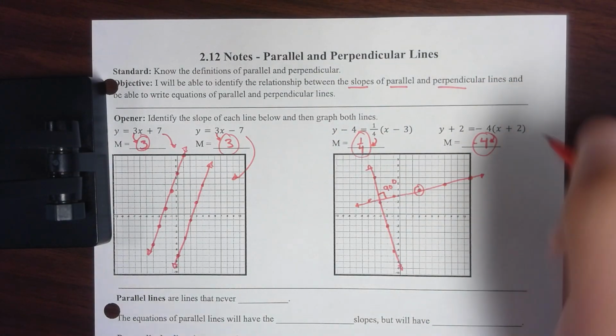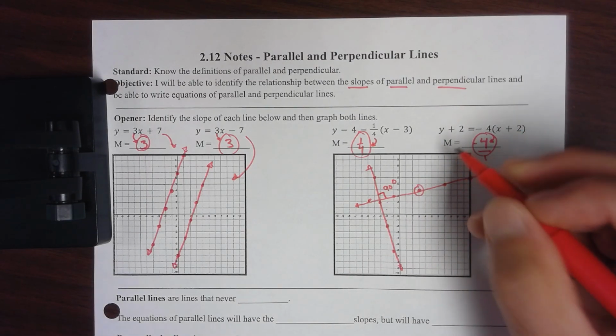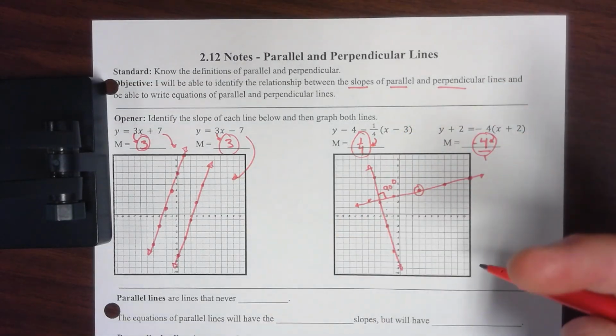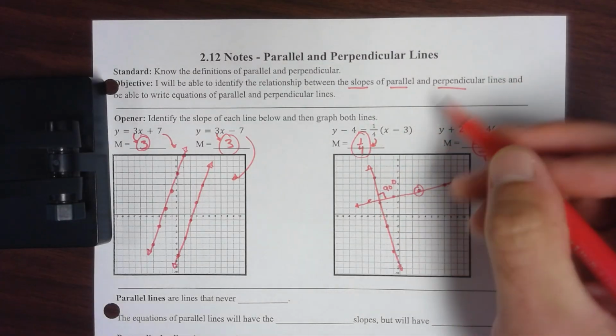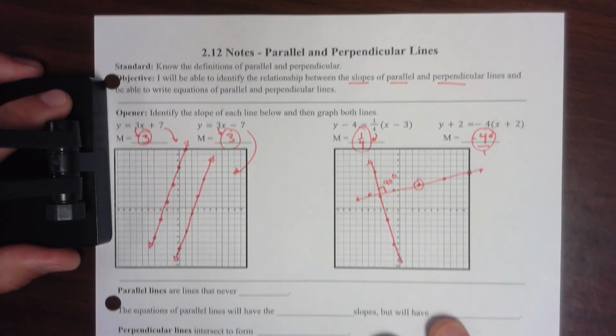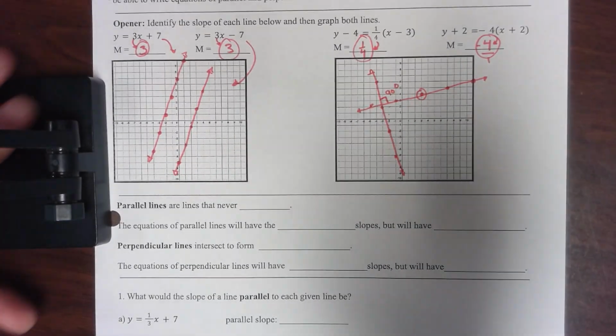Okay, so 1/4 and -4. Well, if I make -4 a fraction, these slopes, they are called reciprocals of each other. So I can flip the fraction to create the other one, and then they're opposite signs. So one slope is positive, one slope is negative. And that leads us into our definitions and how we identify parallel and perpendicular lines.